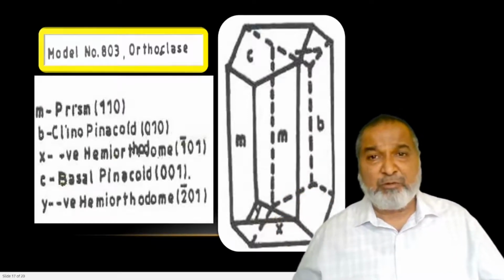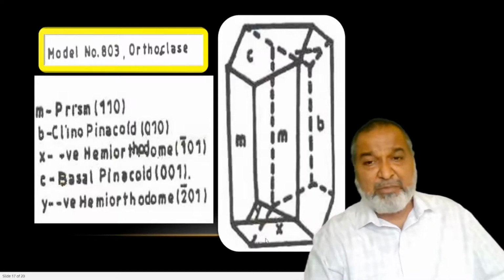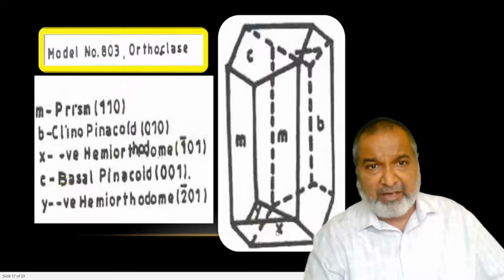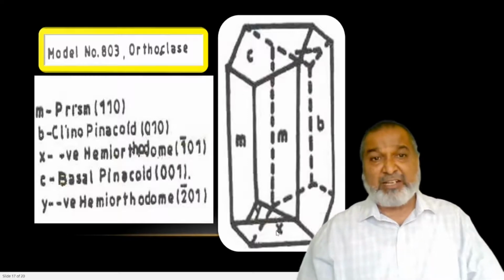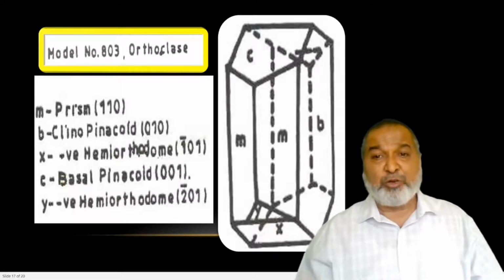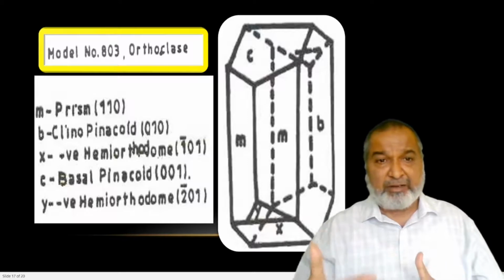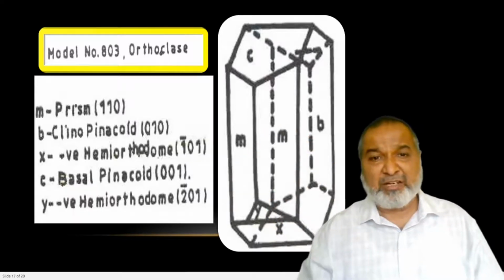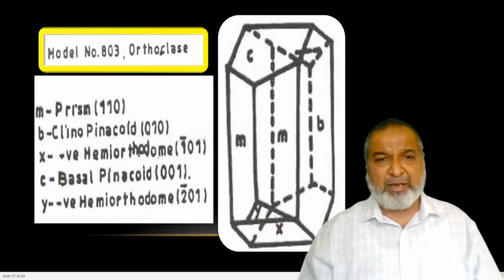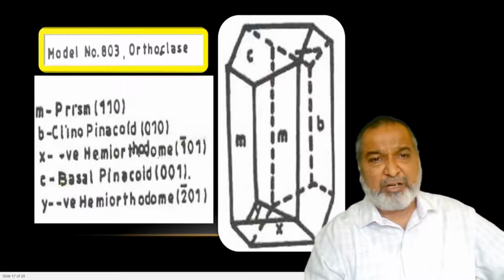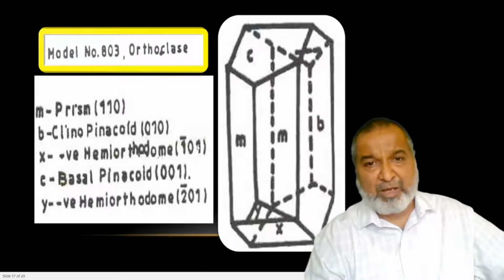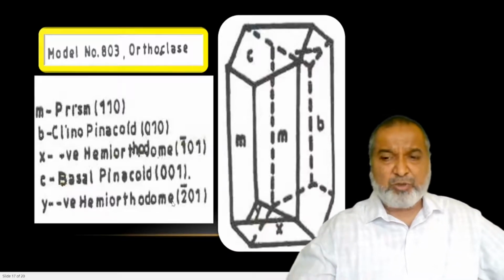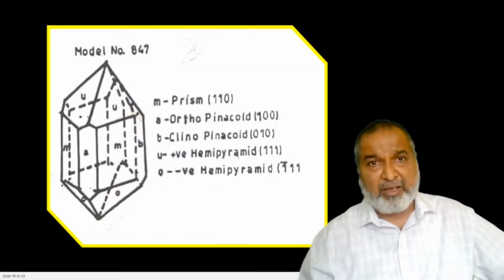Then the next one that is going to come out is the hemidome. Yes, we have the hemidome, which is also called the negative hemi-orthodome, on the front side. And similarly, if we have one on the back side, that will be there. We don't have to make it, but that will be the easiest one. Hemi-orthodome negative, that is bar 101. So these are the faces in the 803 model.